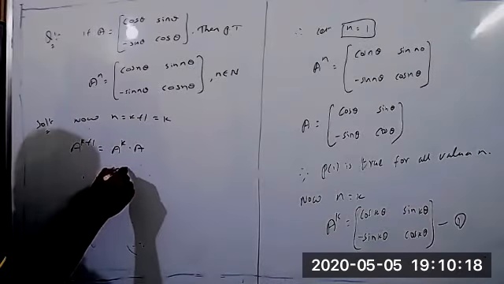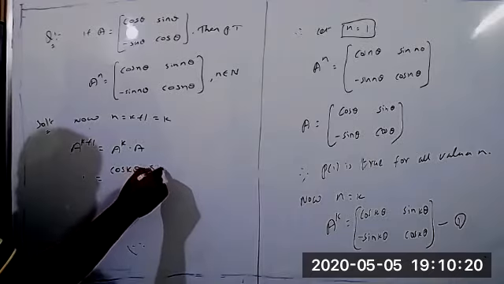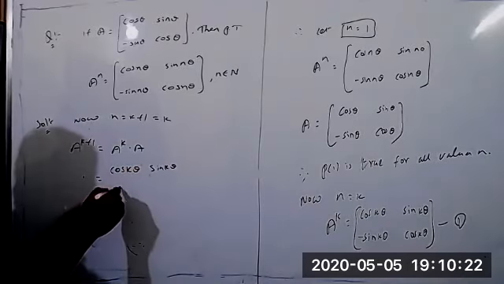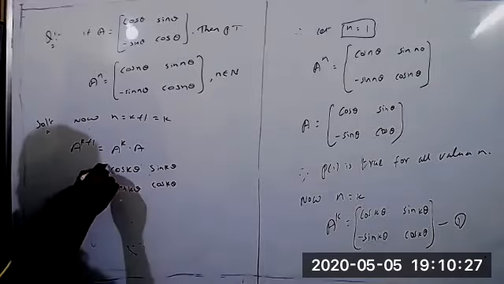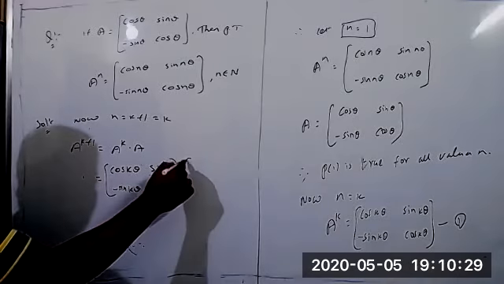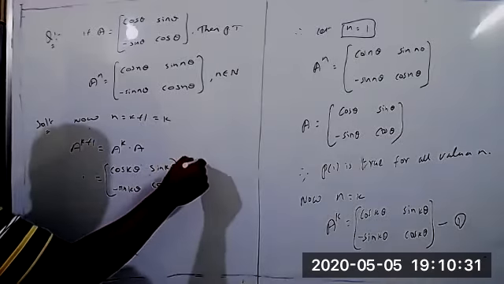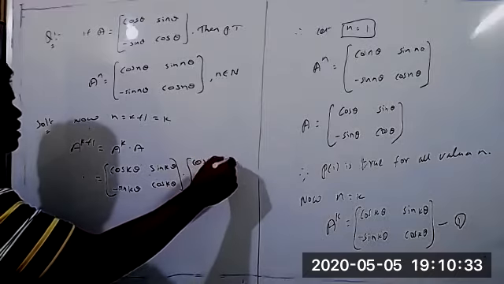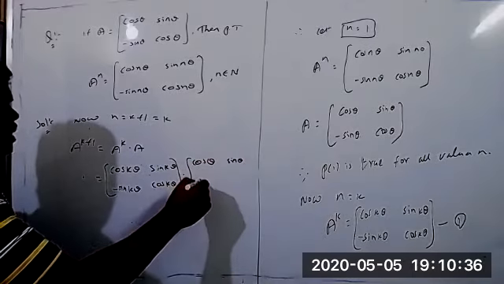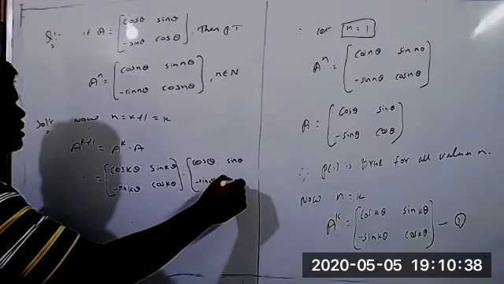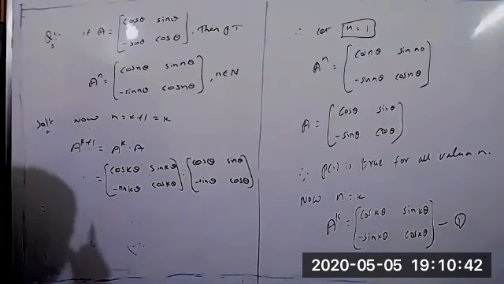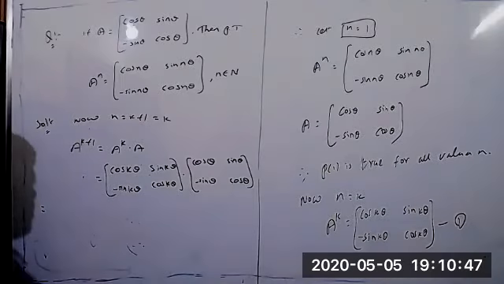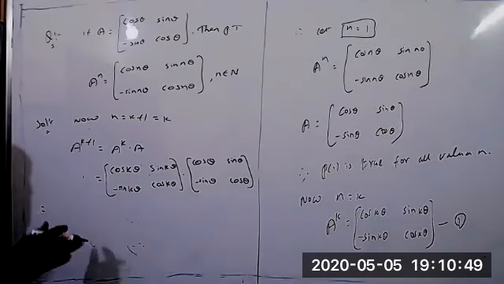So what about this value now? Cos k theta, sin k theta, minus sin k theta, cos k theta. This is the A power k value, into the matrix A, which is already given: cos theta, sin theta, minus sin theta, cos theta. Now multiply these two. Same multiplication: first row into first column and first row into second column, second row into first column and second row into second column.